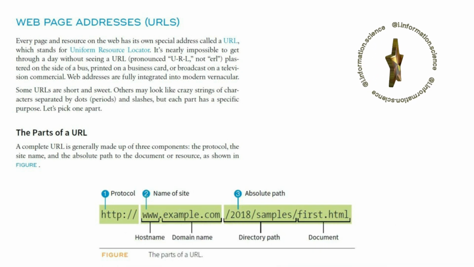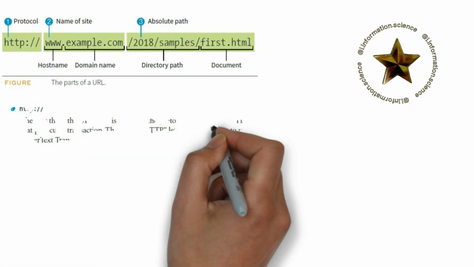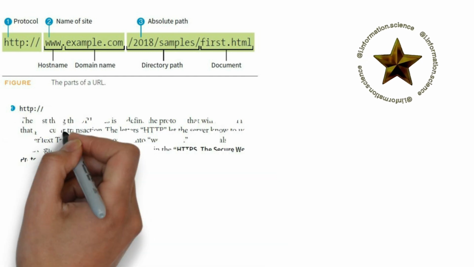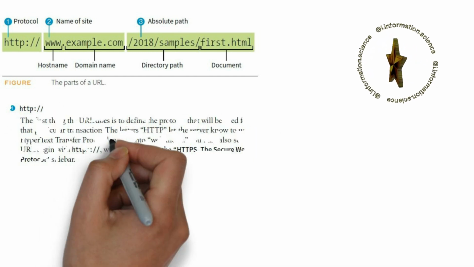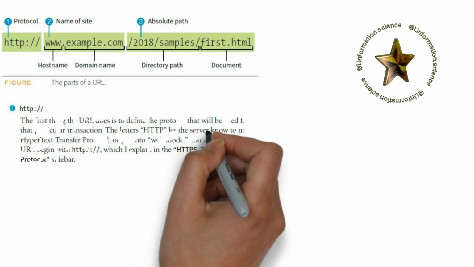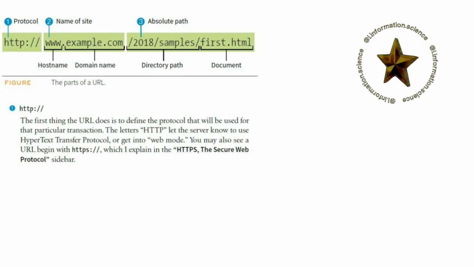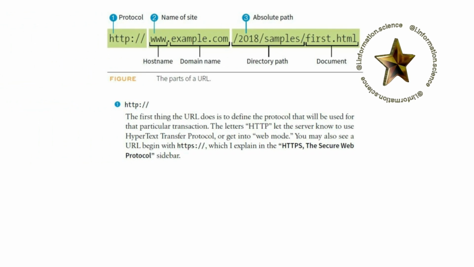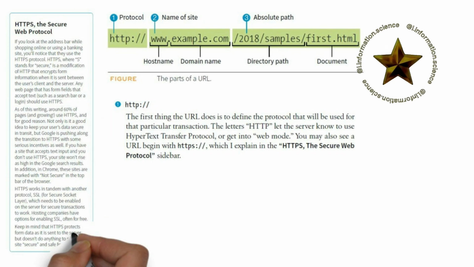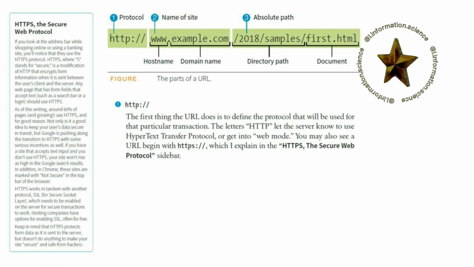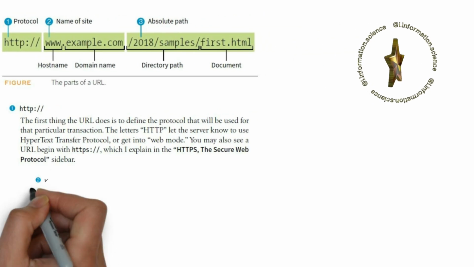1. http:// The first thing the URL does is to define the protocol that will be used for that particular transaction. The letters HTTP let the server know to use Hypertext Transfer Protocol, or get into web mode. You may also see a URL begin with HTTPS, which means the Secure Web Protocol.